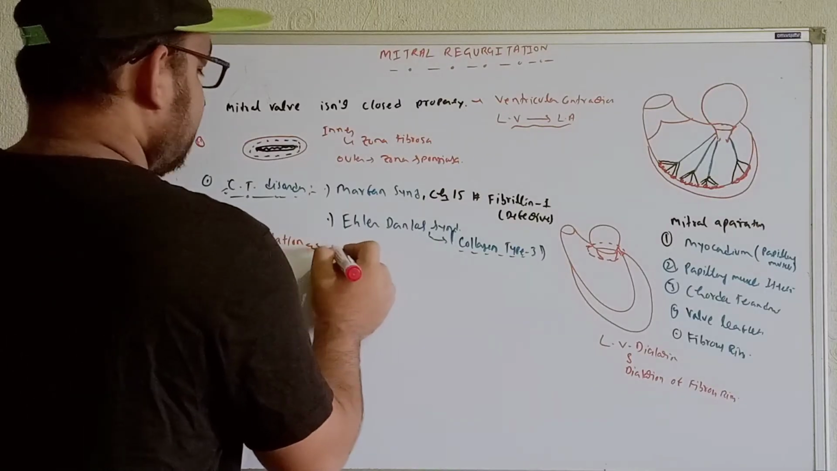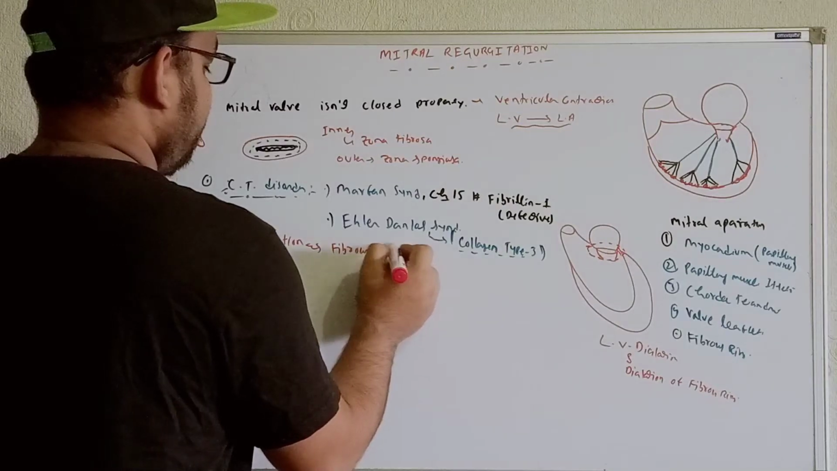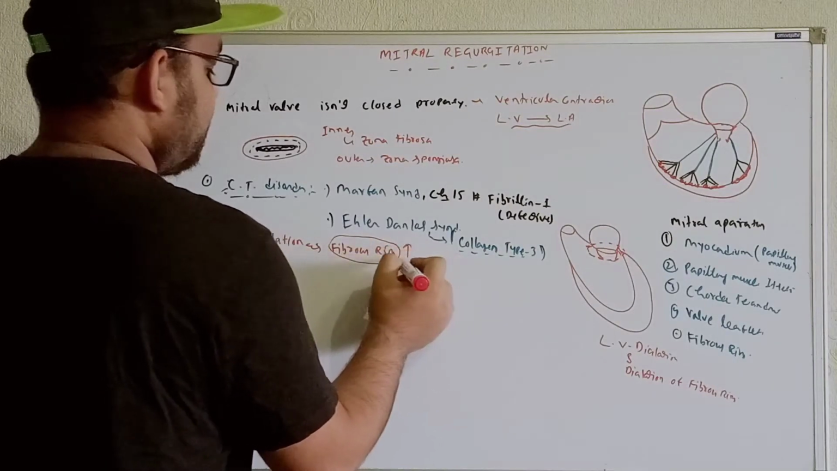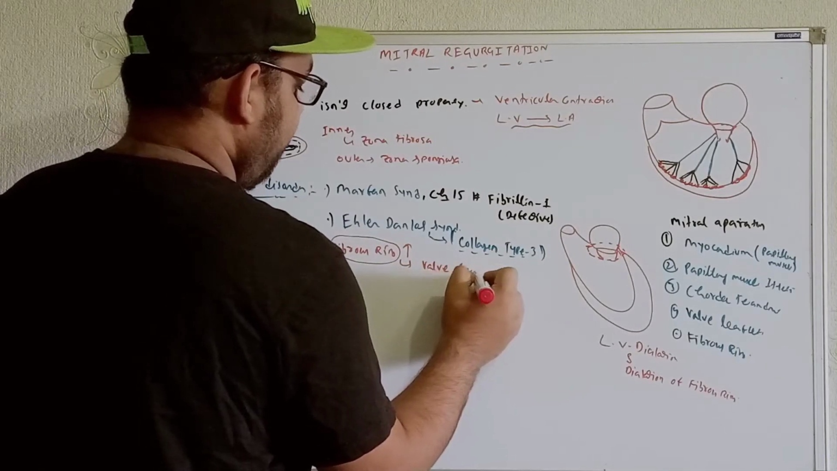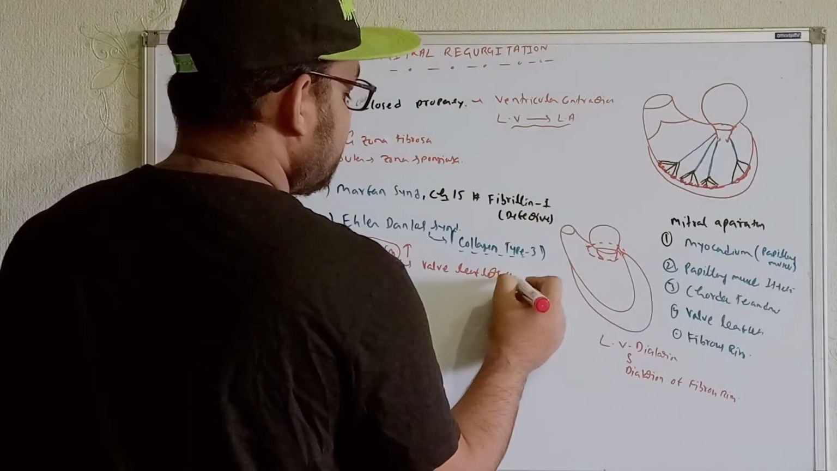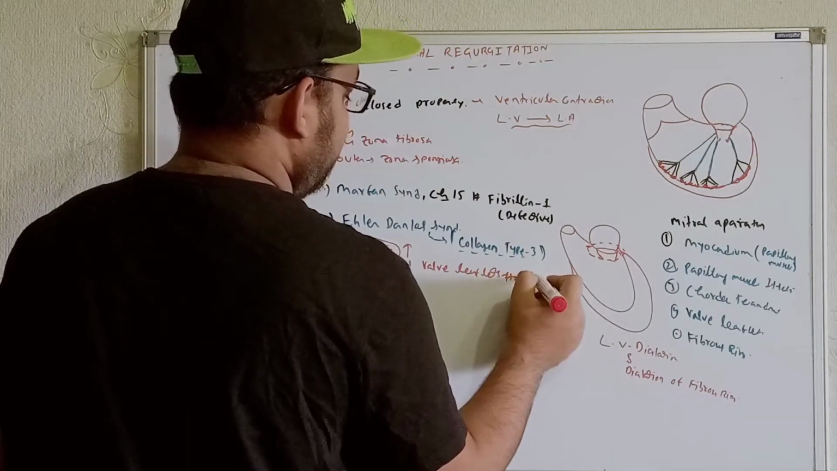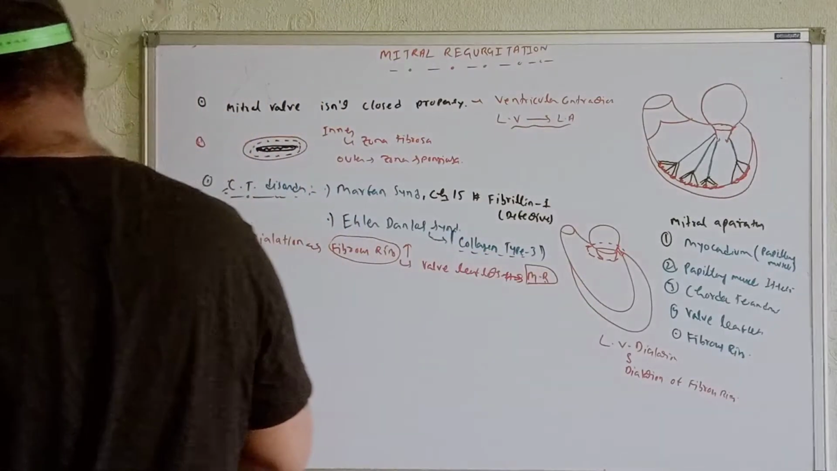In this case, we will get the fibrous ring. The volume of the fibrous ring will be increased as a result. The valve deflates, and the leaflets will not be able to meet with each other. As a result, they will just develop mitral regurgitation. So over here, okay, hope it's clear for you.